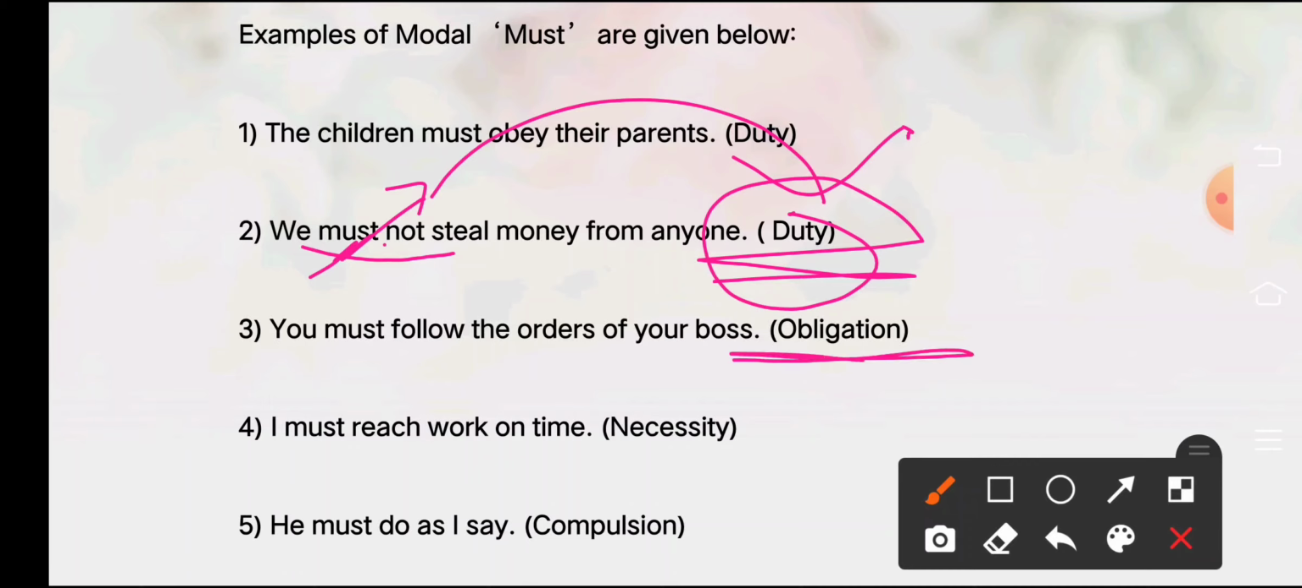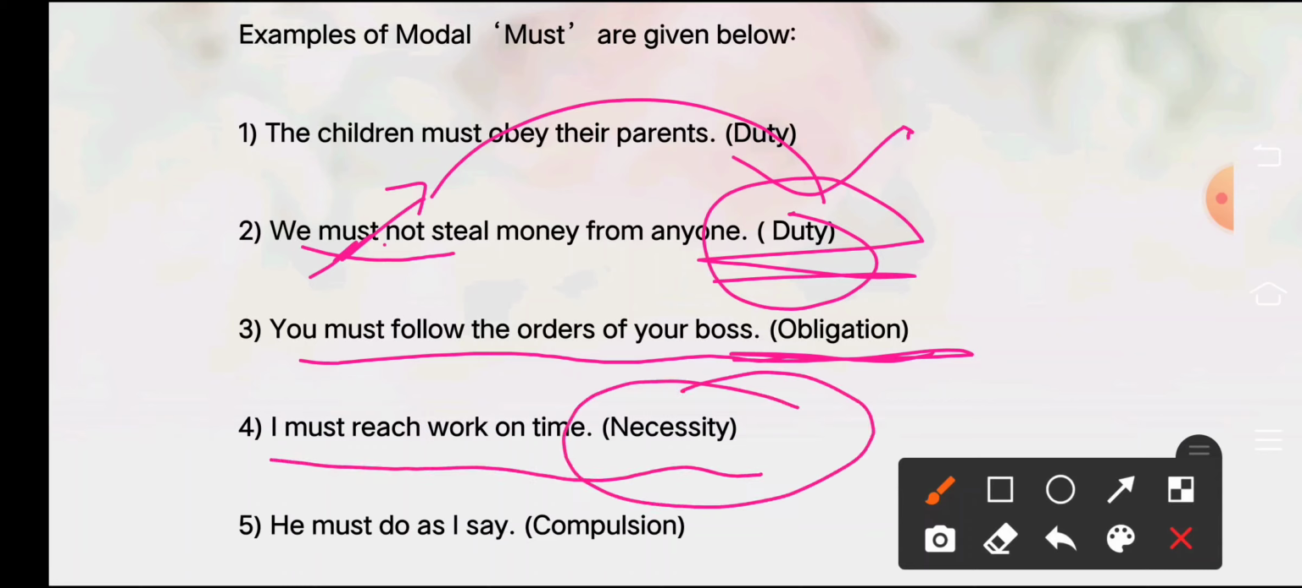Again one obligation, that is the duty. Once again you must follow the orders of your boss, right? उसके अलावा you do not have any other choice. So I must reach work on time. This is necessity. Whenever you are going somewhere for work, you should be in time, not on time. अगर on time है तो ठीक है, लेकिन अगर in time है so it will be better for you. In time मतलब time से पहले, and on time means time पे, ठीक है.